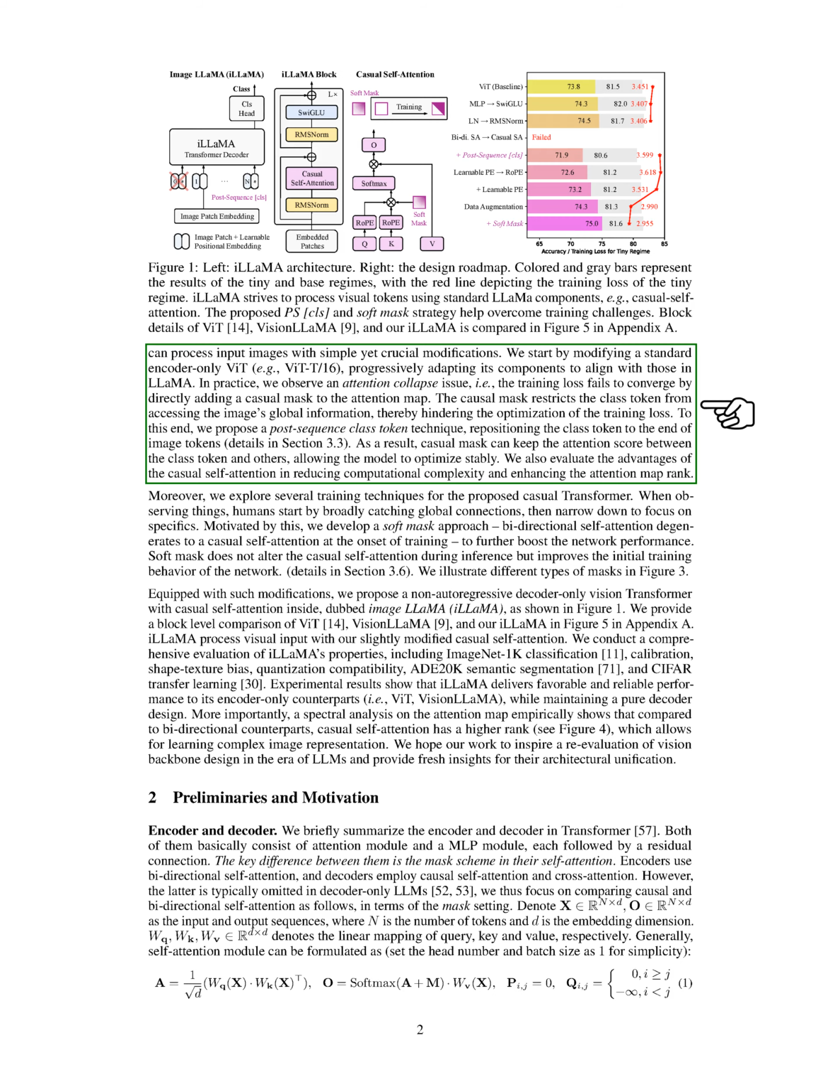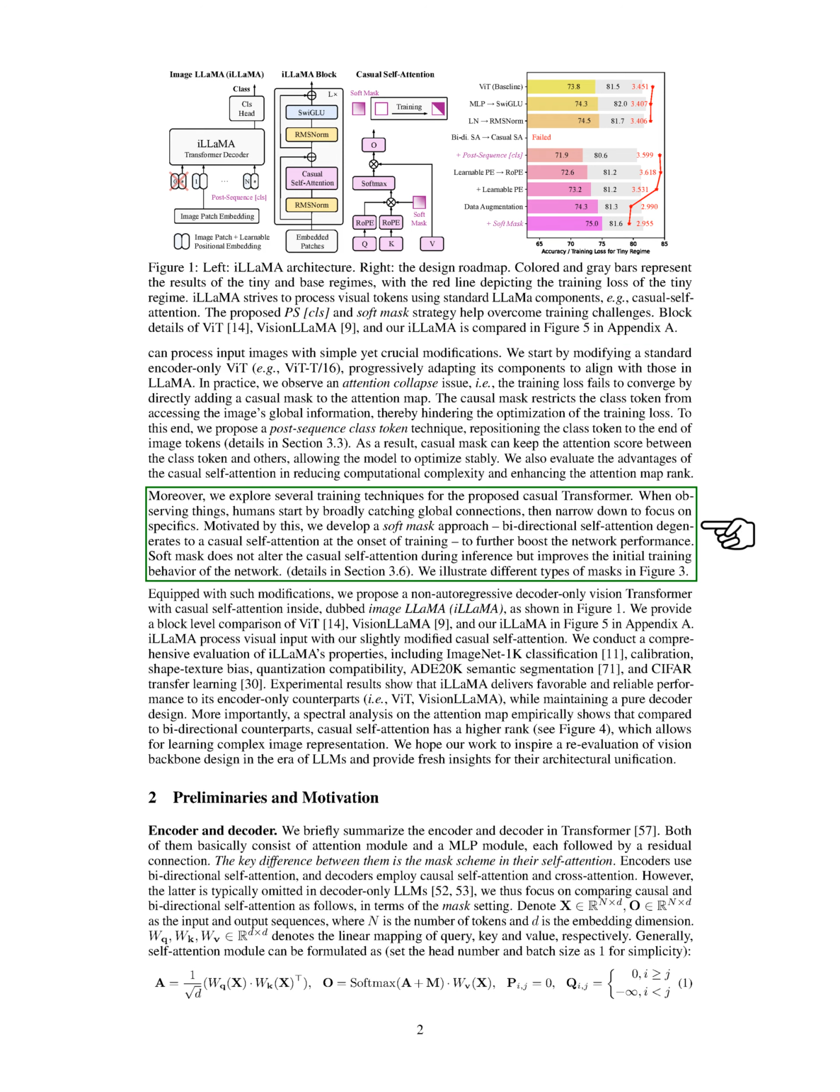We encountered an attention collapse issue during training, where adding a causal mask directly to the attention map caused the loss not to converge. To address this, we introduced a post-sequence class token technique, repositioning the class token to improve attention stability. We also investigated the benefits of causal self-attention in reducing complexity and enhancing attention map quality.